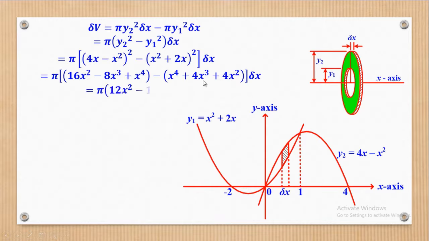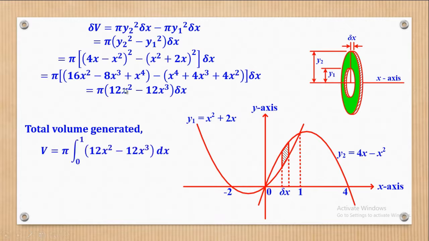Now next will be simplifying. When I simplify and collect like terms, I'll come up with pi in brackets 12x squared minus 12x cubed delta x, small change in x. Therefore, now that I've got the expression for the volume of the elementary disk, I can now go to the total volume generated by integrating. So I'll integrate the whole of this.